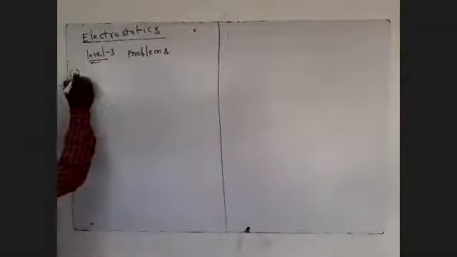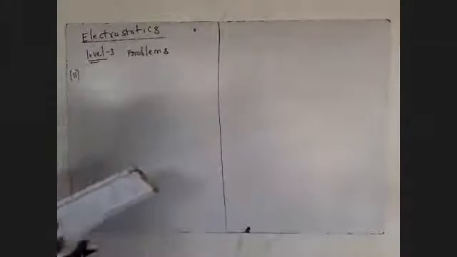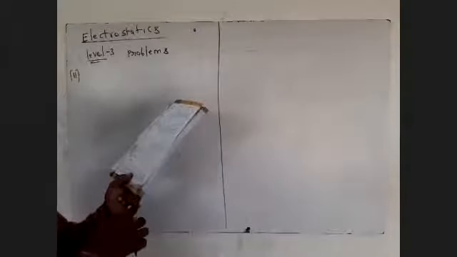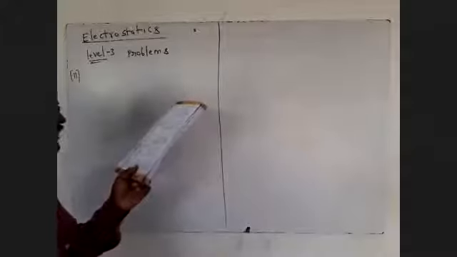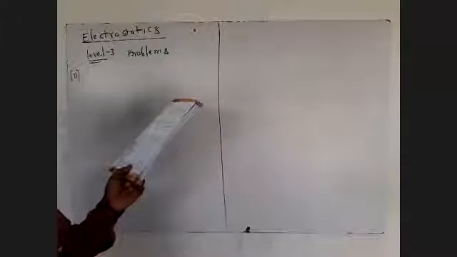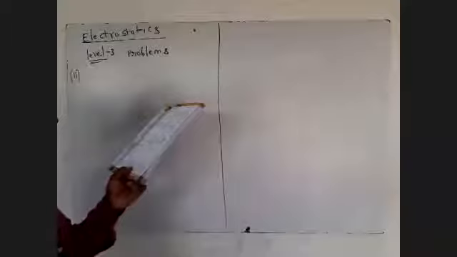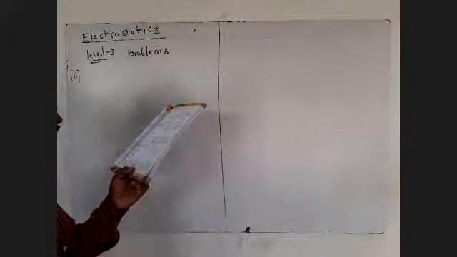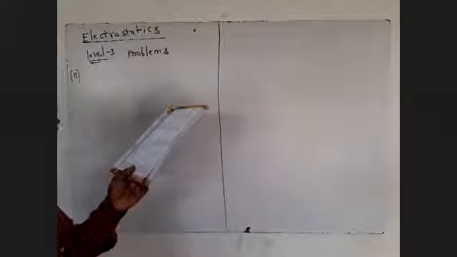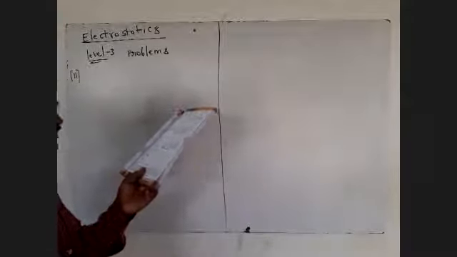Question number 11. What is given here? Three concentric metallic spheres A, B and C have radii A, B and C, with A less than B, B less than C. The surface charge densities on them are sigma, minus sigma and sigma respectively. The value of VA and VB will be.